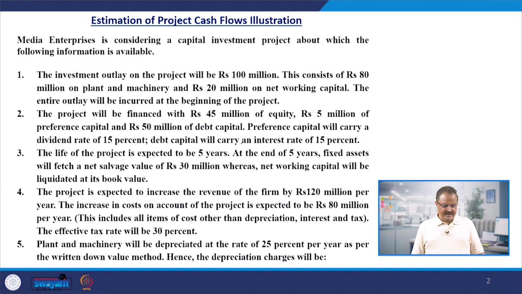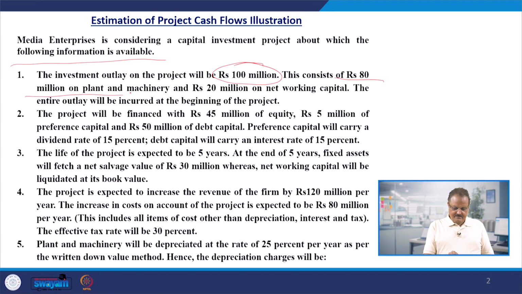So you can see here that the problem is something like this: Media Enterprises is considering a capital investment project about which the following information is available. The investment outlay on the project is 100 million. Mind it, it is a very important piece of information for us. This consists of 80 million on the plant and machinery and 20 million on the net working capital.